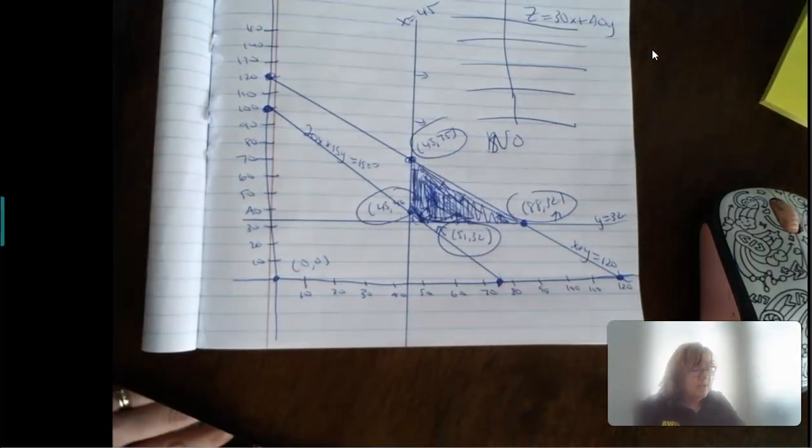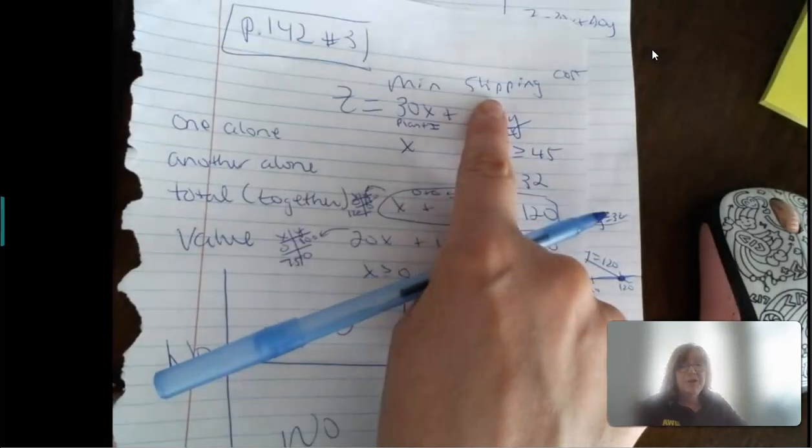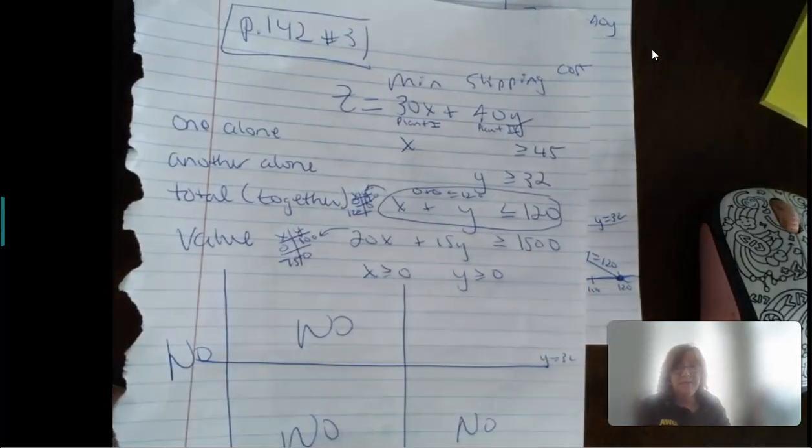You're looking for what here? You are looking to minimize shipping costs. So whichever one gives the minimum, and you would say, okay, we should do so much from plant 1, so much from plant 2, and we're going to minimize shipping costs at whatever dollar amount. That's how you'd answer it.